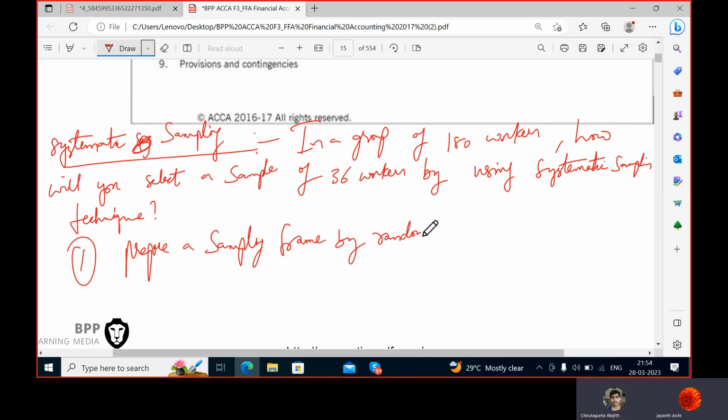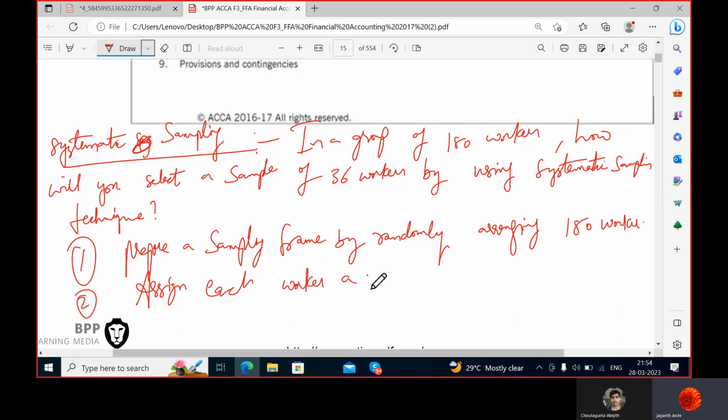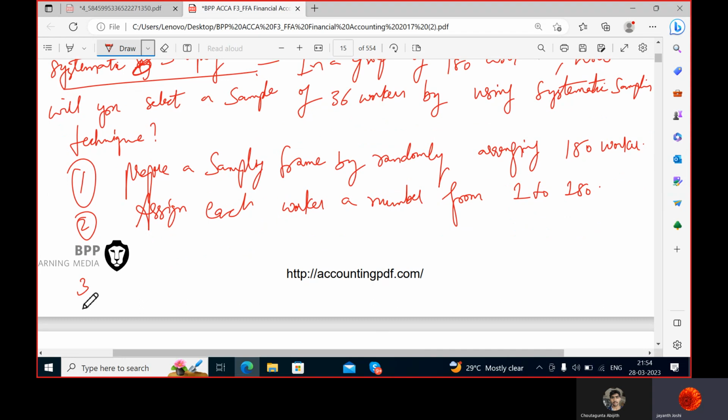Prepare a sampling frame by randomly arranging 180 workers. Step 2. Assign each worker a number from 1 to 180. You have to assign numbers. Then step 3. Find the sampling interval. This is very important. So we will find the sampling interval K.